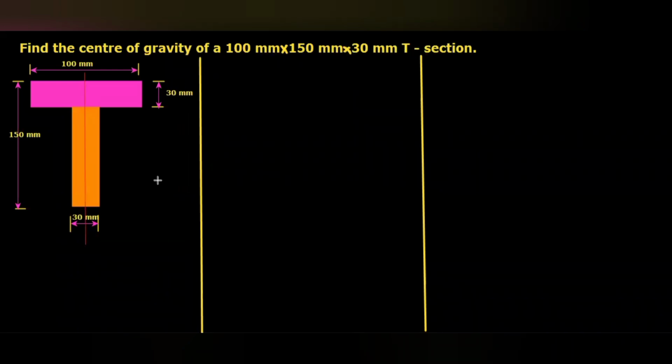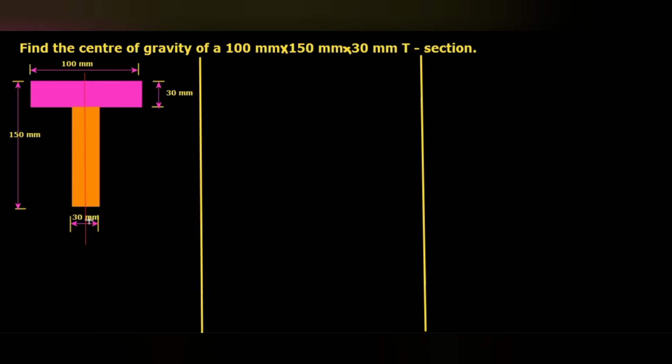This is the question. The diagram is not given, so based upon that, we have to draw the diagram. I have drawn the diagram based upon that question. The upper flange width is 100 mm, the overall height is 150 mm, and the thickness of the two rectangles is 30 mm and 30 mm.